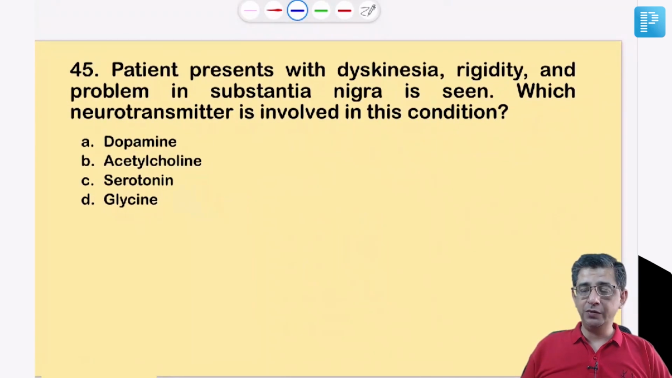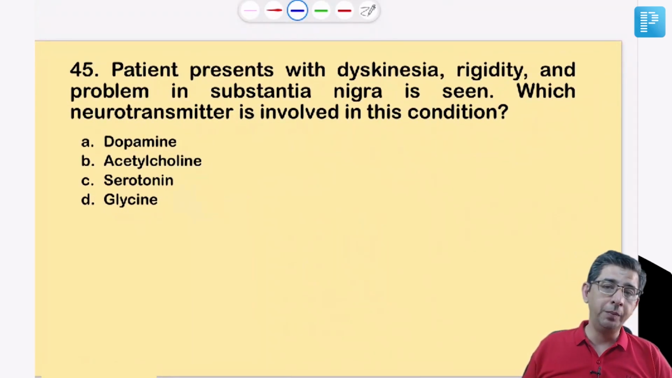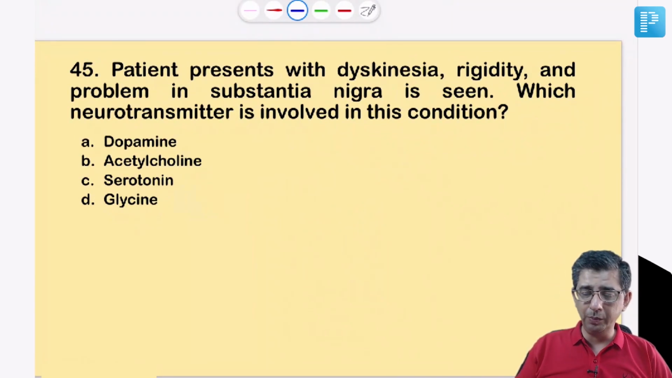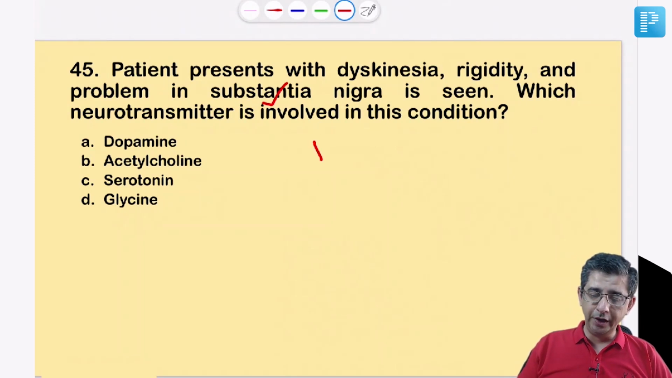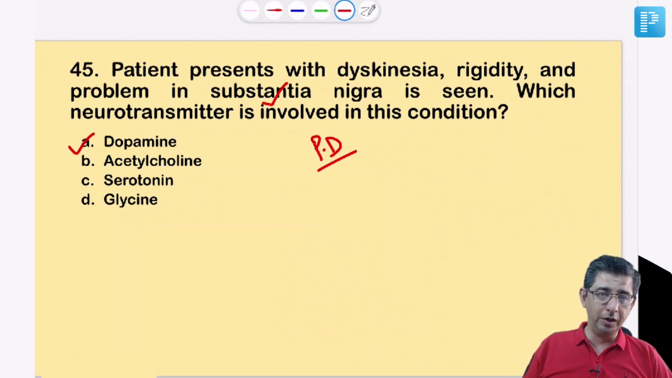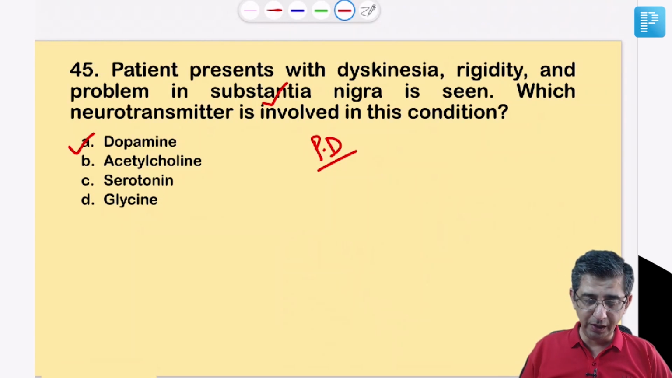A patient presents with dyskinesia, rigidity, a problem in substantia nigra is noted, and which is the neurotransmitter involved? That would be straightforward. You read substantia nigra, you know that you are dealing with Parkinson's disease, and the neurotransmitter involved would be dopamine in this case. And if we talked about somebody with dementia, we could have thought in terms of acetylcholine getting affected.